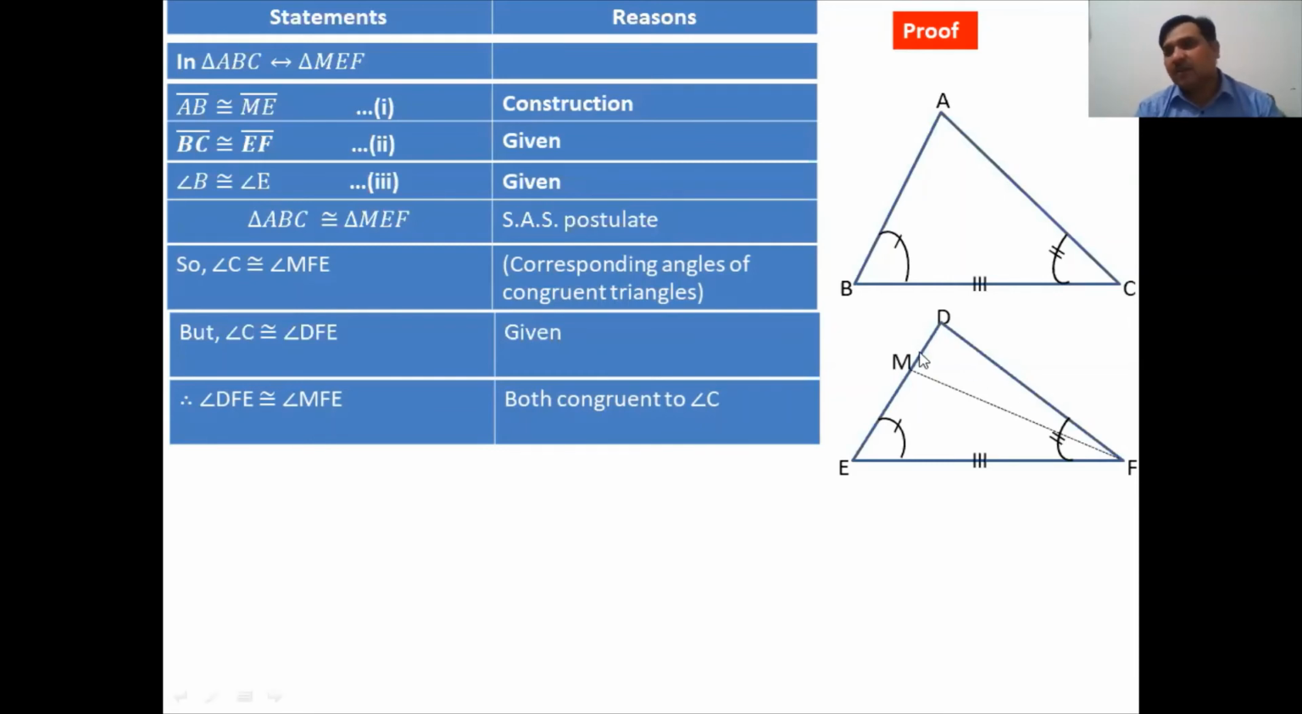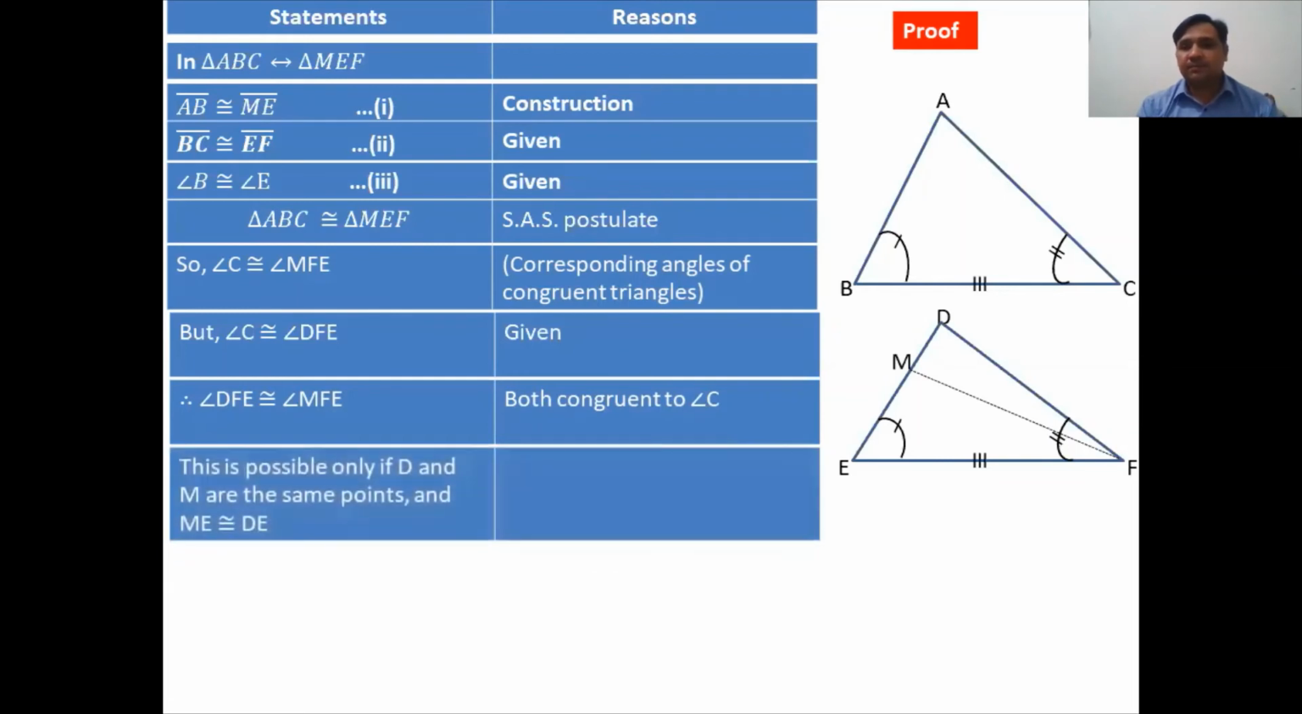How can this be possible? There is a large difference. This angle is different, and this angle is different. So the only possibility is that M and D are the same point. This point M lies on D.